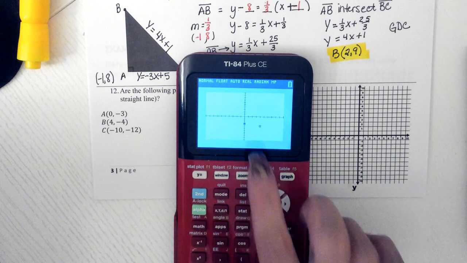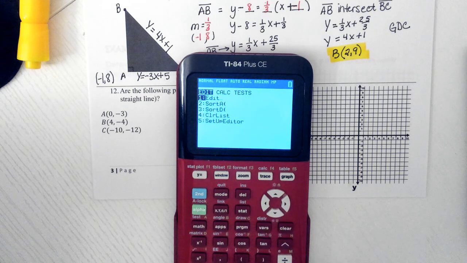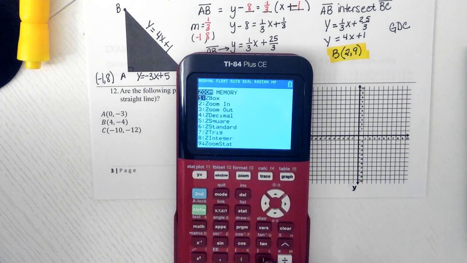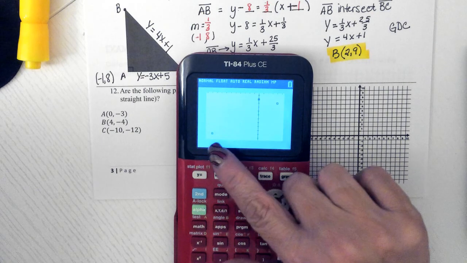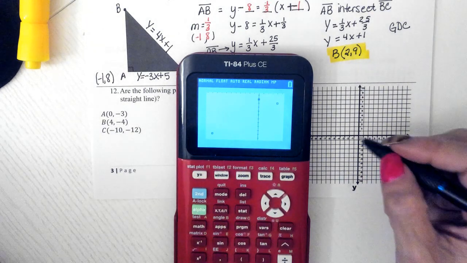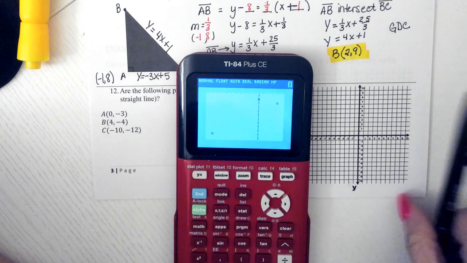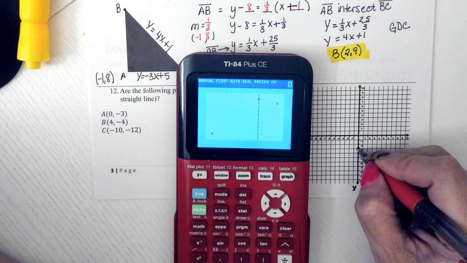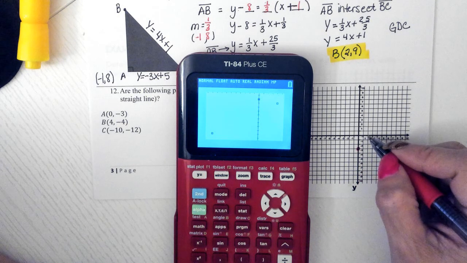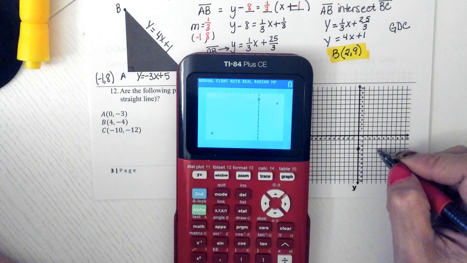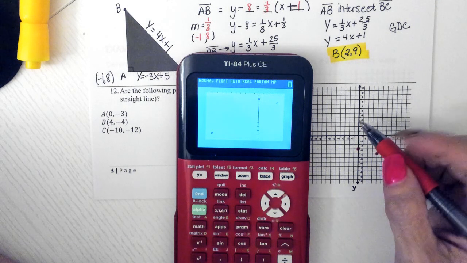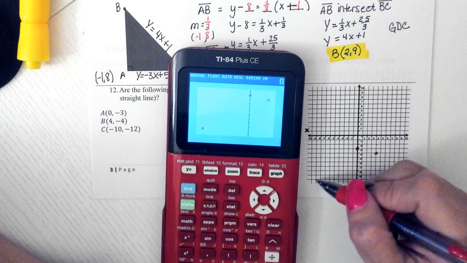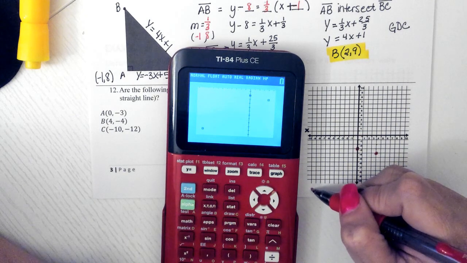But I can't see it. So we're going to hit Zoom, and we're going to hit number 9 for Zoom Statistics. Let's zoom to those plots. Oh, here's the points. 0, -3 would be here. 4, -4 would be there. -10 is here, and -12 would be here.